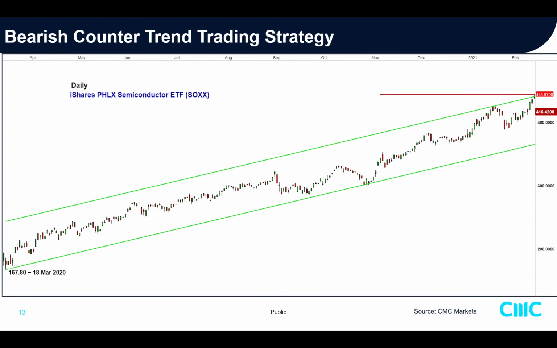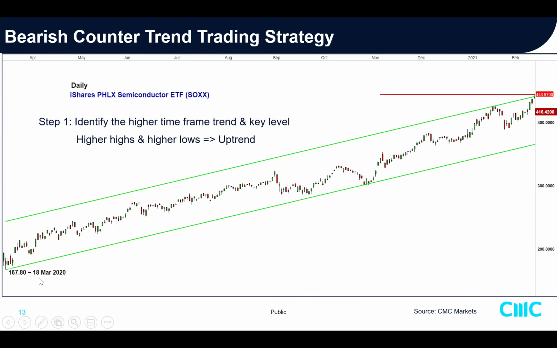Now let me share with you all another example of a counter trend. Pardon me, this is a bearish counter trend. That means I will be trading against the uptrend on the higher time frame. So for sure, this is the iShares PHLX Philadelphia Semiconductor ETF. It is an ETF listed on the New York Stock Exchange in the US that comprises 30 major US semiconductor stocks. So think of it as an index of key semiconductor stocks listed on the US stock exchange.